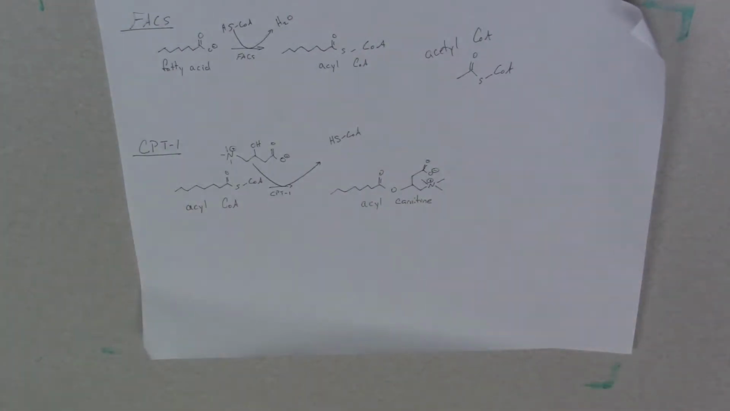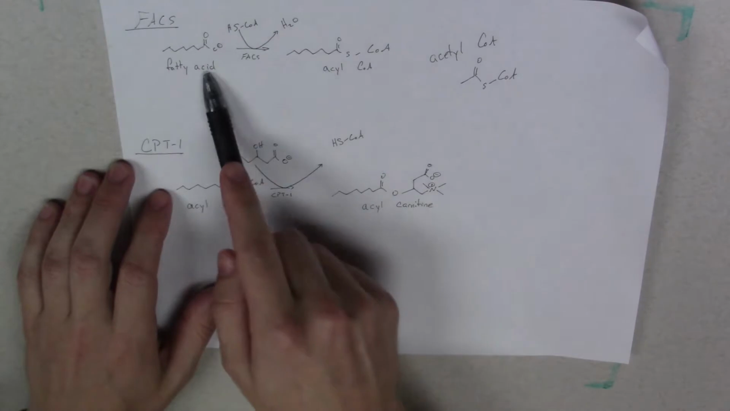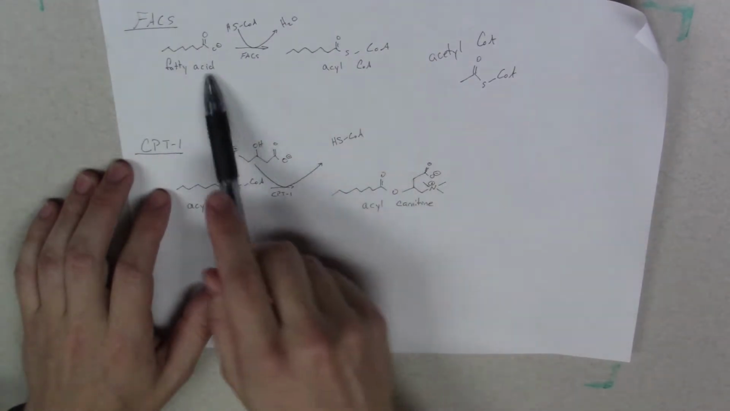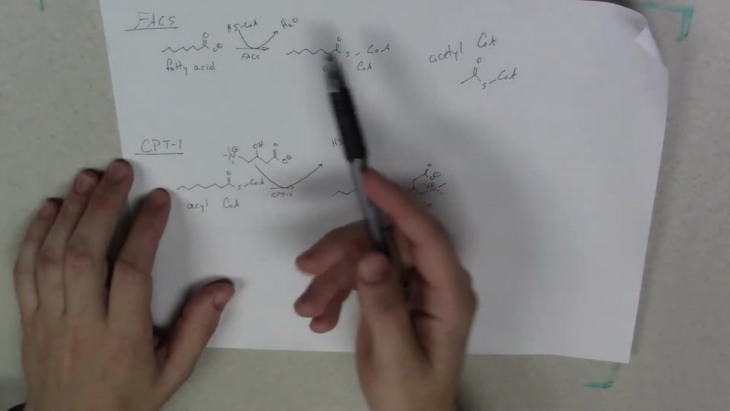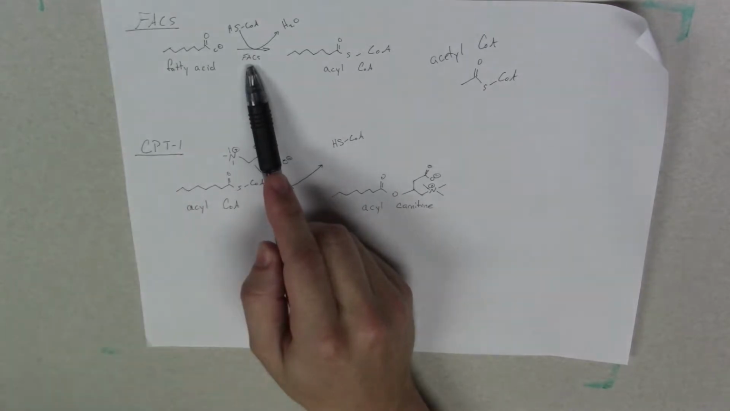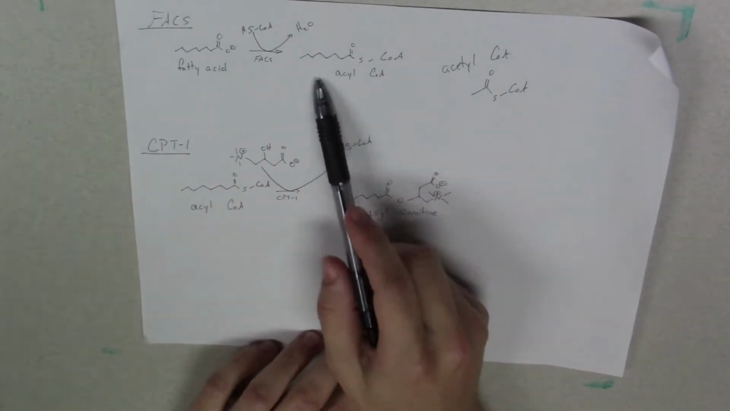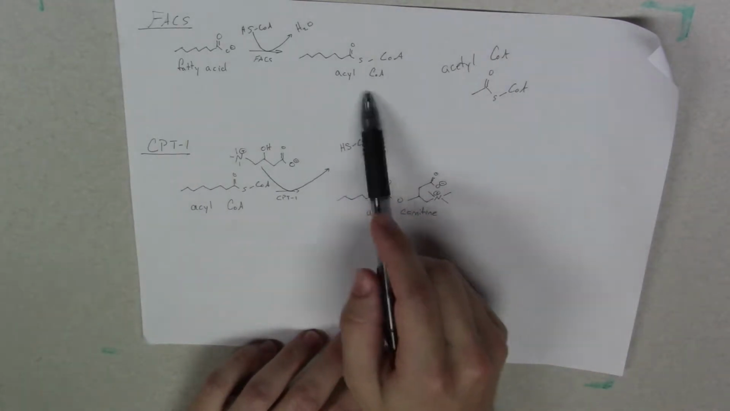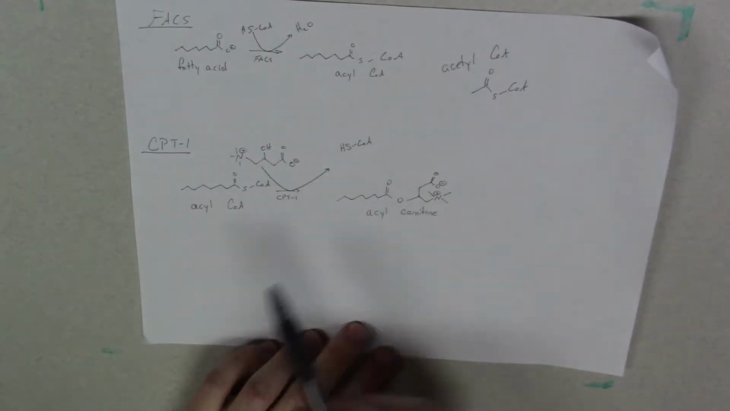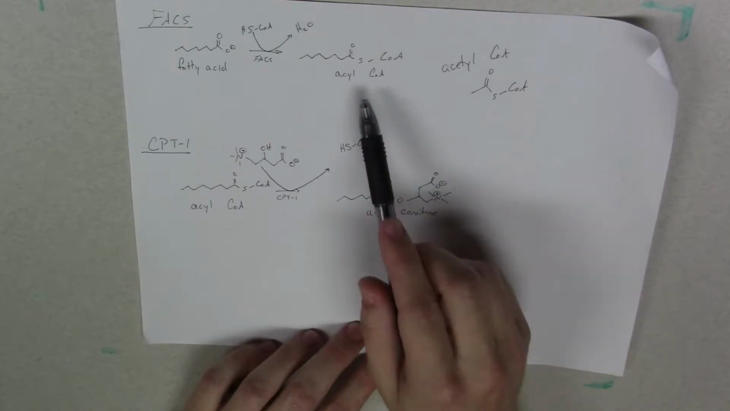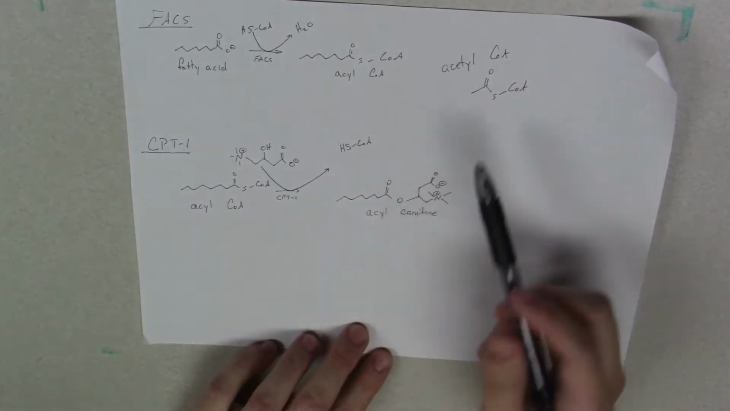So the first one is coenzyme A will be attached to the fatty acid, and this is done through fatty acid acyl synthetase. And so here's the mechanism for it, and this should look very similar to an acetyl-CoA molecule, with the exception that the chain is much longer.